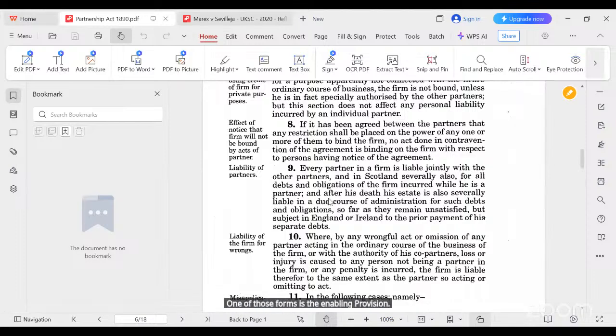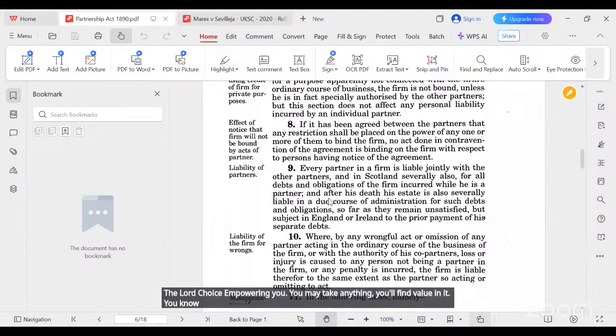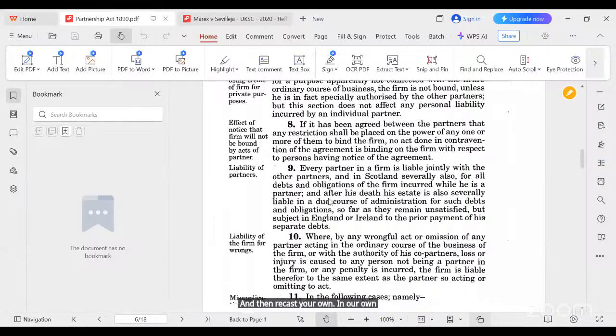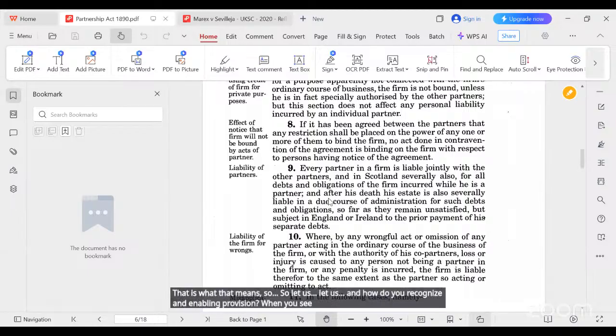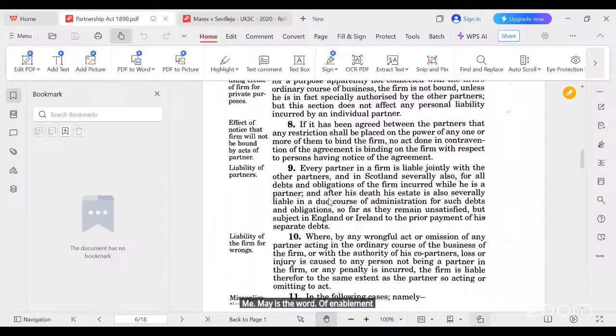When the law enables you, you don't have to take what they say you could take. They are just empowering you. The law is just empowering you. You may take it if you find value in it, but at least it gives you an idea of what could be done. You may get to the thrust and objective of that section and then recast your own in your own personal relationship and business. That is what that means. And how do you recognize an enabling provision? When you see a provision that is saying may. May is the word of enablement. You may, or it is a word of empowerment. May.